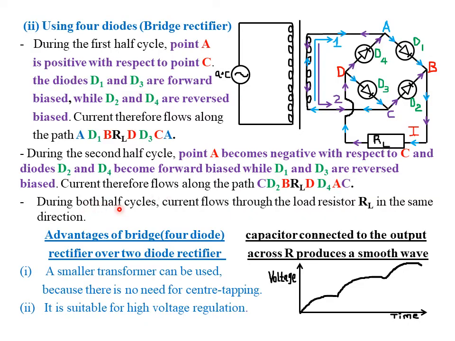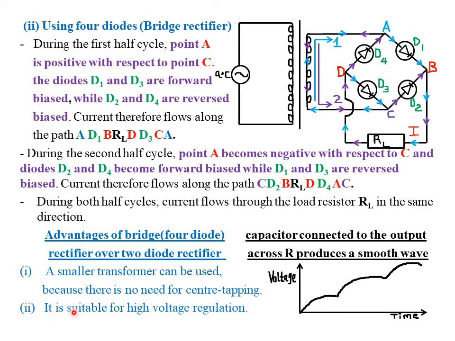Now, during both half cycles, current flows through the load resistor, that is RL, in the same direction. So the current flows in this particular direction, which is the clockwise direction as it passes through RL. Now, the advantages of a bridge rectifier, or what we are calling a 4-diode rectifier, over a 2-diode rectifier are, one, a small transformer can be used because there is no need for center tapping. Remember, center tapping is the one that usually needs a larger transformer.